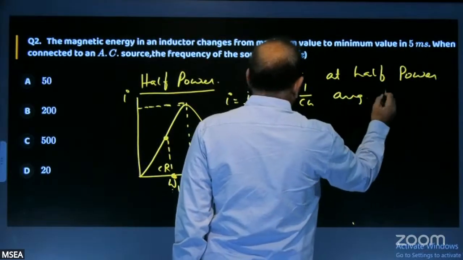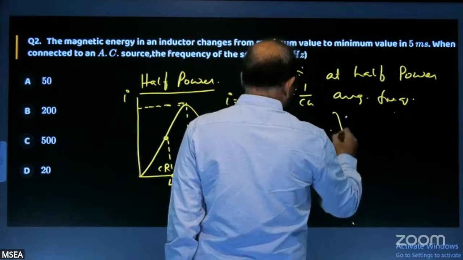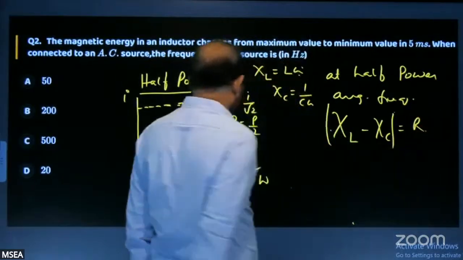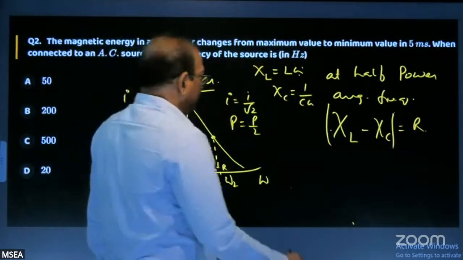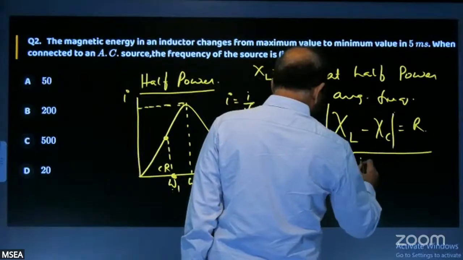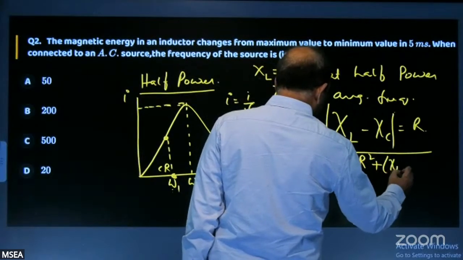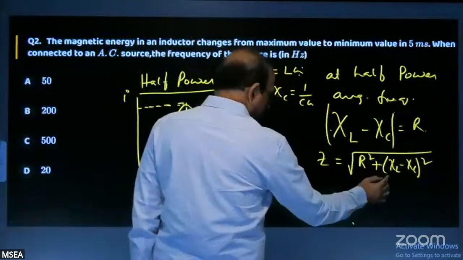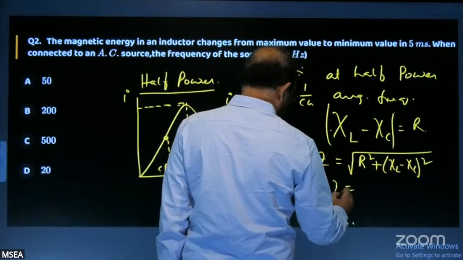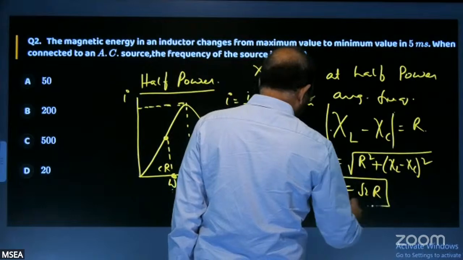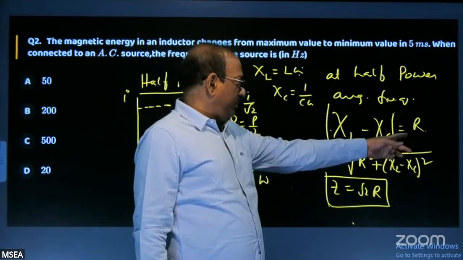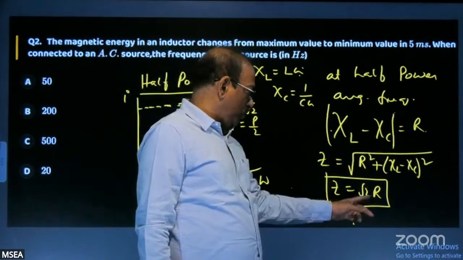At half power angular frequencies, the relation is XL minus XC difference will be equal to R. What is impedance in an LCR circuit? Root of R square plus (XL minus XC) whole square. This XL minus XC difference is equal to R, so R square plus R square is 2R square, you will get Z equal to root 2 R. At half power angular frequencies, the inductive reactance and capacitive reactance difference will be equal to R and the net impedance is root 2 R.